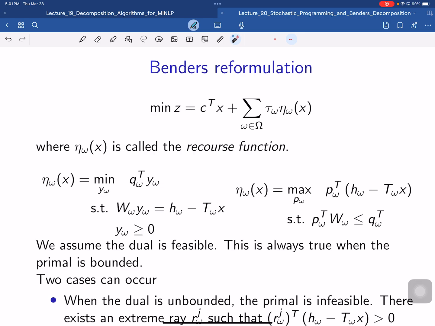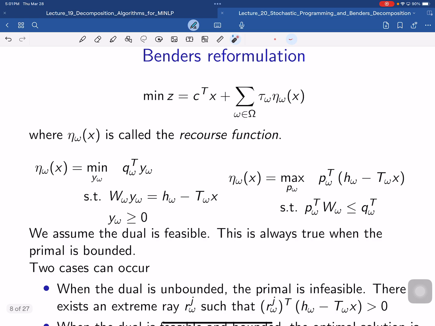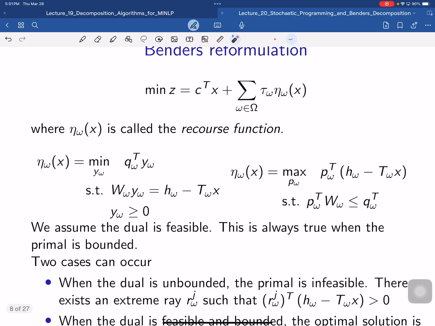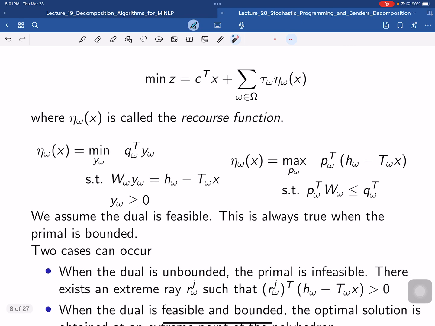You can try to show that as a take-home question. So if the dual is feasible, then there are two cases that can occur. Remember that when an optimization problem is feasible, there are two cases. The first case is that this problem is unbounded. A feasible problem can be unbounded: when you maximize something, it goes to plus infinity. That's what it means for an optimization problem to be unbounded.